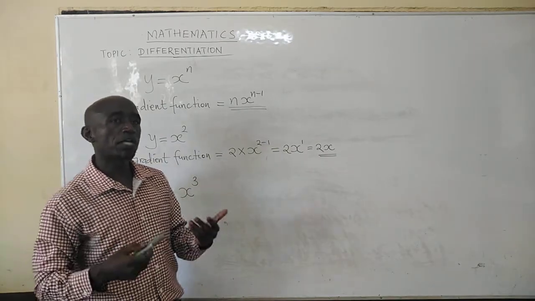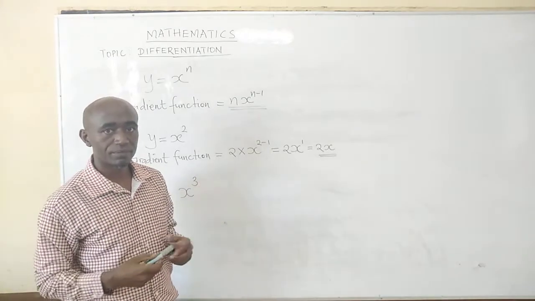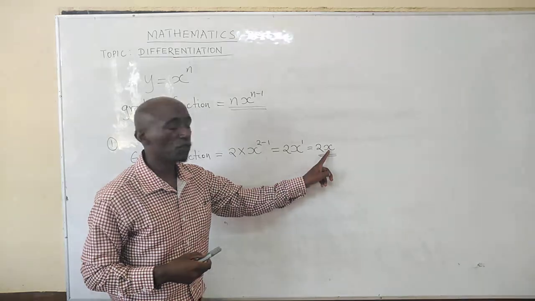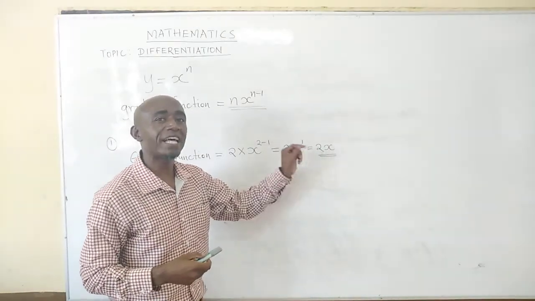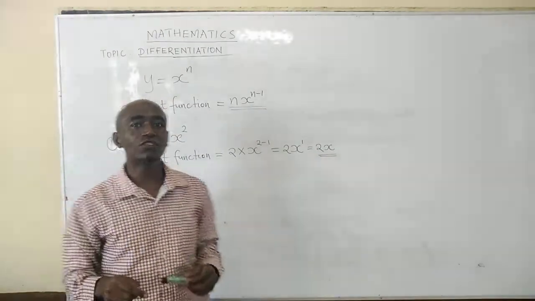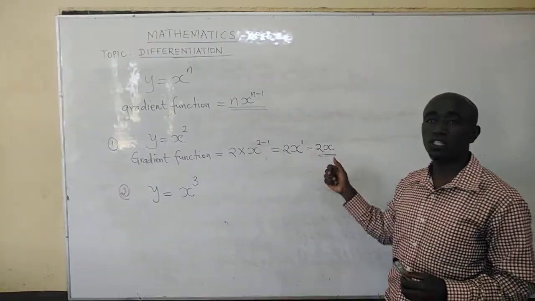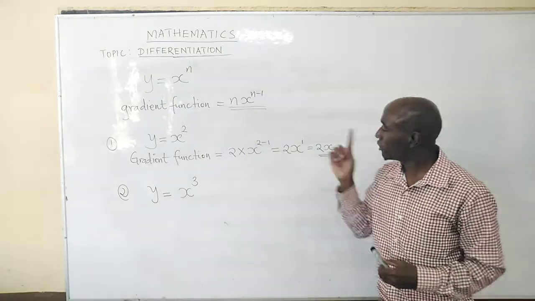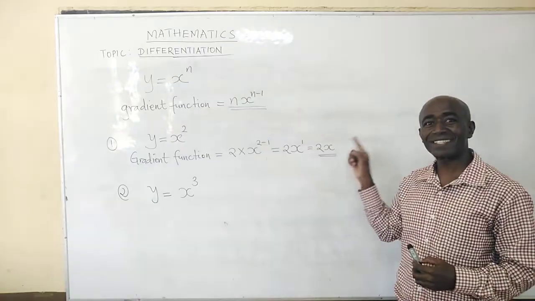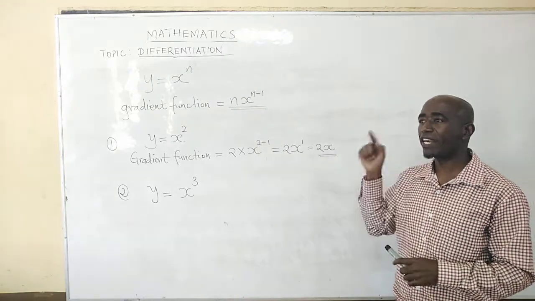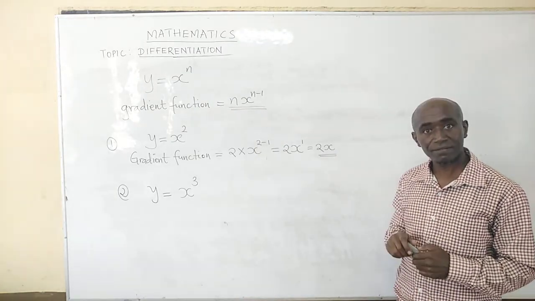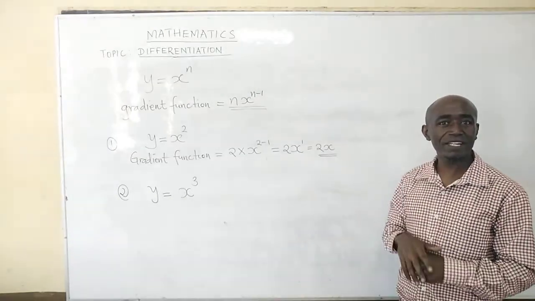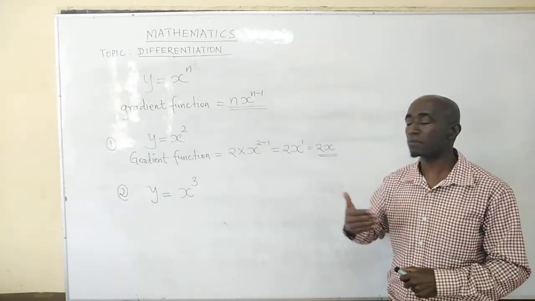Let's say at the point where x is 2. So you replace the value of x here as 2. You will have 2 multiplied by 2, 4. At that point where x is 2, the gradient of that curve will be 2 times 2, which is 4. On the curve where x is 3, the gradient will be 2 times 3, 6. You see the gradient is changing. On the curve where x is 5, the gradient will be 2 times 5, which is 10. So we have a different gradient. So the gradient of a curve keeps on changing.